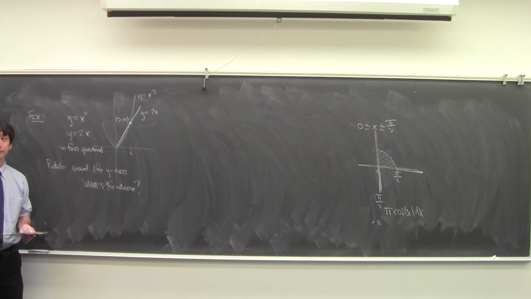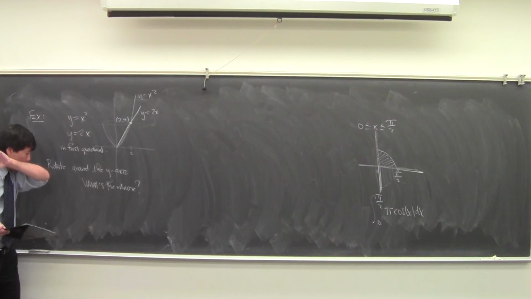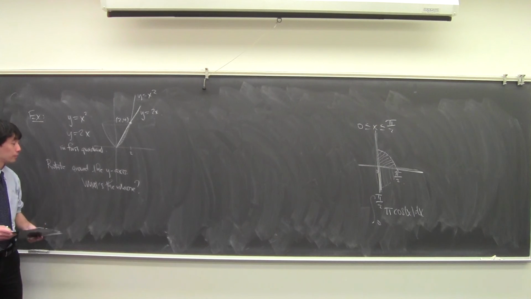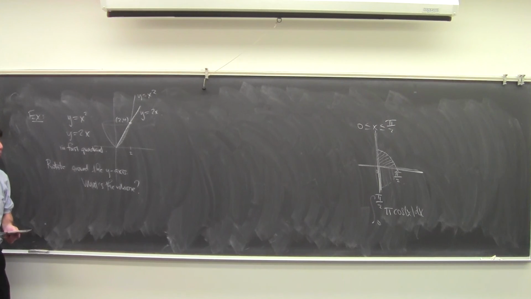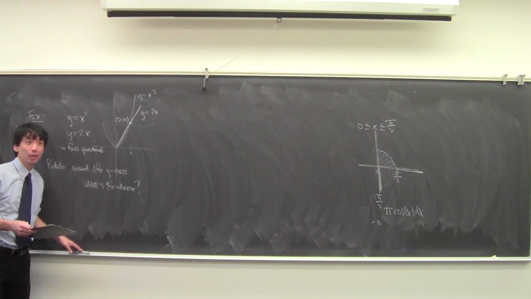I think you just set the integrals up together. I just set them up. So how is this? Pi times square root of y cubed. Square root of y cubed, yeah. The integral of pi y minus the integral of pi y squared.